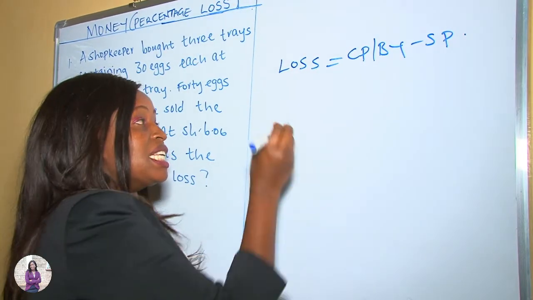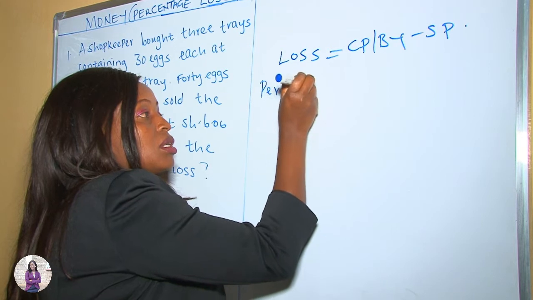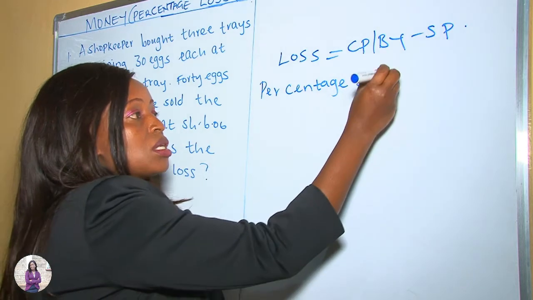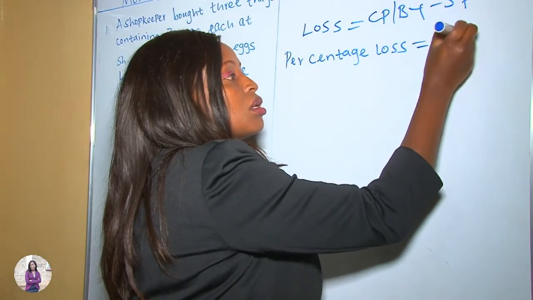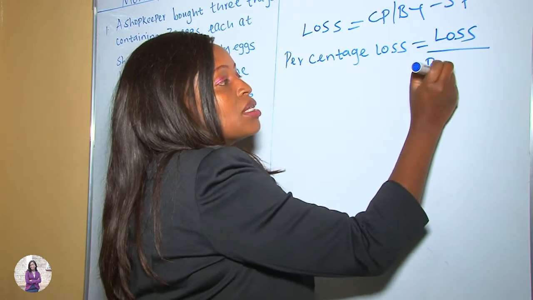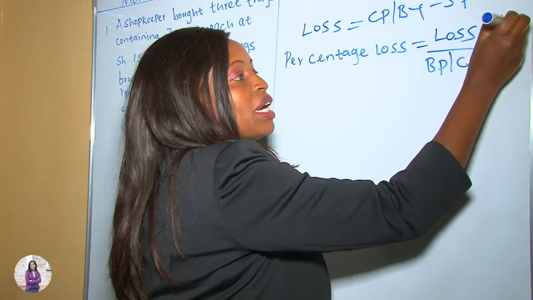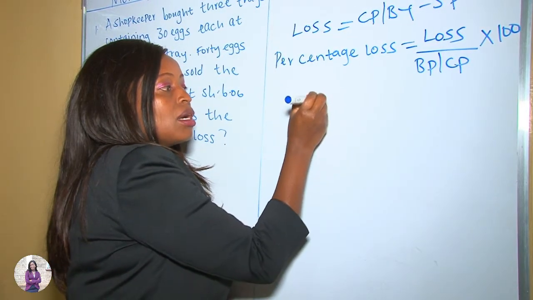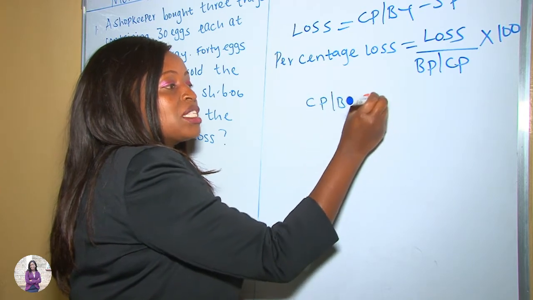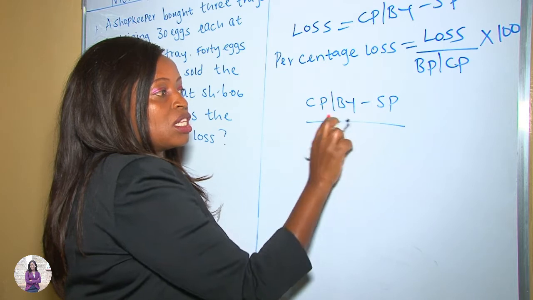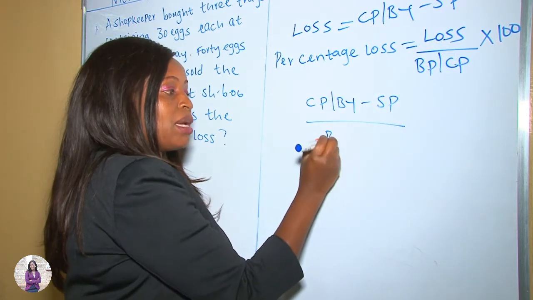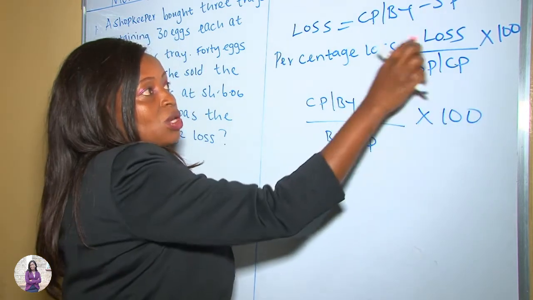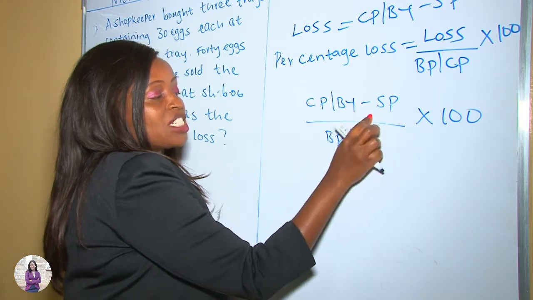Now, how do we get percentage loss? Percentage loss is equal to loss over buying price or cost price, and then you multiply the answer by 100. And because our loss is the cost price or buying price take away selling price, this stands for loss. So to get percentage loss, it is loss over buying price or cost price, all times 100. Remember this loss, this is how we get the loss, so you can write the formula for getting loss there.